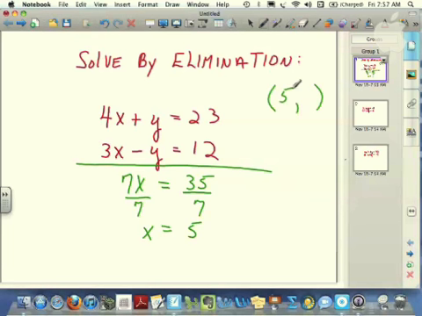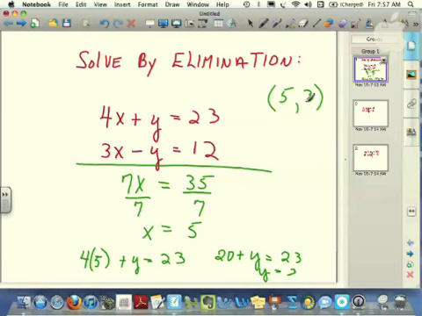Now that I know that x is 5, I can substitute that into one of the equations. I'll choose the first one. 4 times 5 plus y equals 23. That means that 20 plus y equals 23. So y equals 3, and I have solved the system of equations by elimination. Fewer steps than substitution and no need to make a graph.